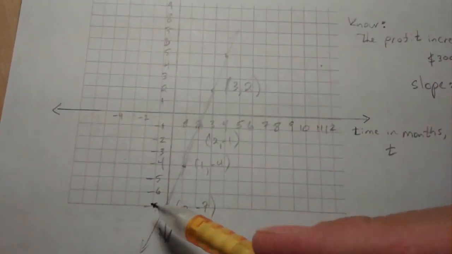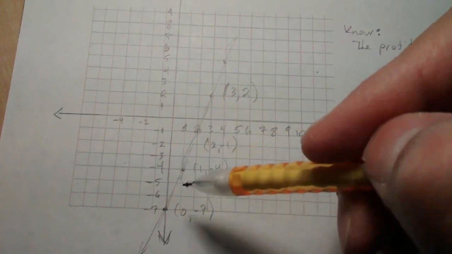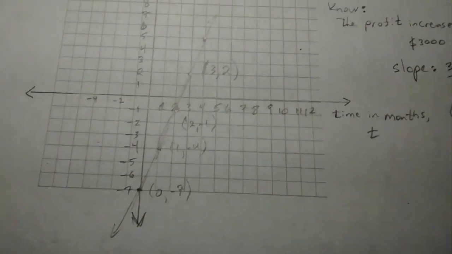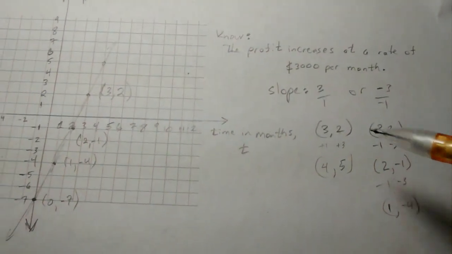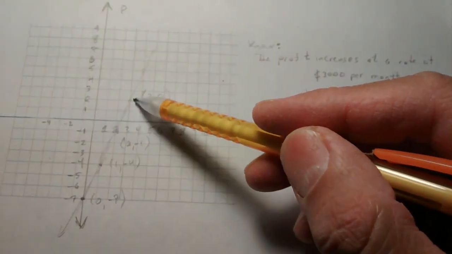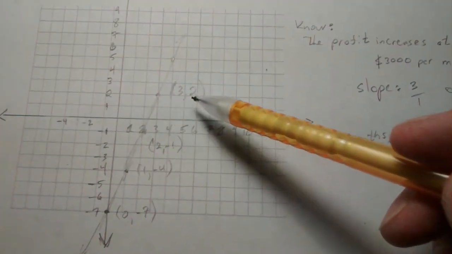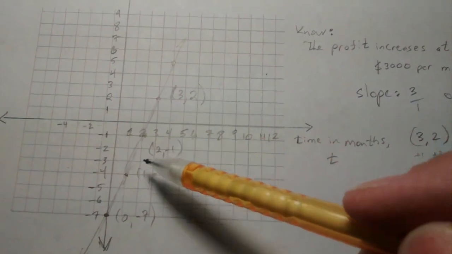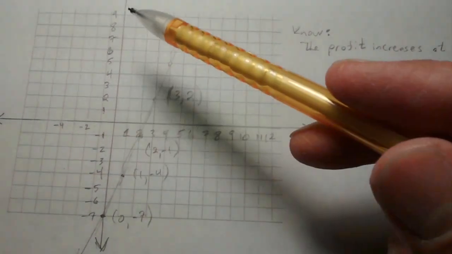So this is our vertical intercept. It's the point at which our line crosses our vertical axis. So that's one way you can use the slope given a point on the line. You just apply what the slope means to each of those coordinates until you get down to the point where you cross that axis.